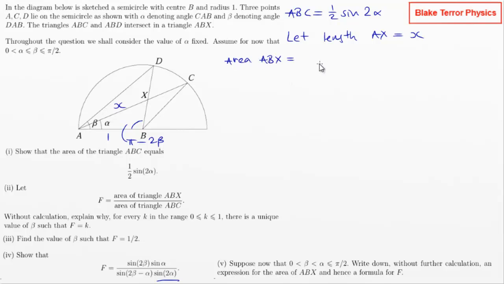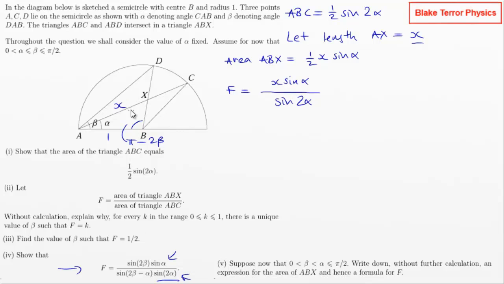Now we have our half times A, which is 1, times B, which is x, times sine alpha. So, okay, we've still got this x that obviously we don't have in the answer. So we've got to get rid of that, and we can get rid of that using the sine rule. So let's do our f first of all. So we're doing ABX divided by this. So we've got x sine alpha divided by sine 2 alpha. Okay, so we've got the sine alpha, we've got the sine 2 alpha. So we're hoping that x is going to come out as that.